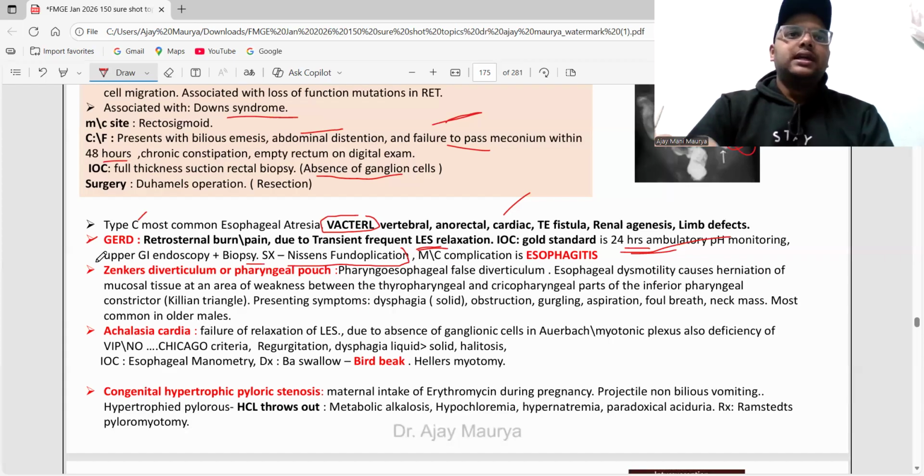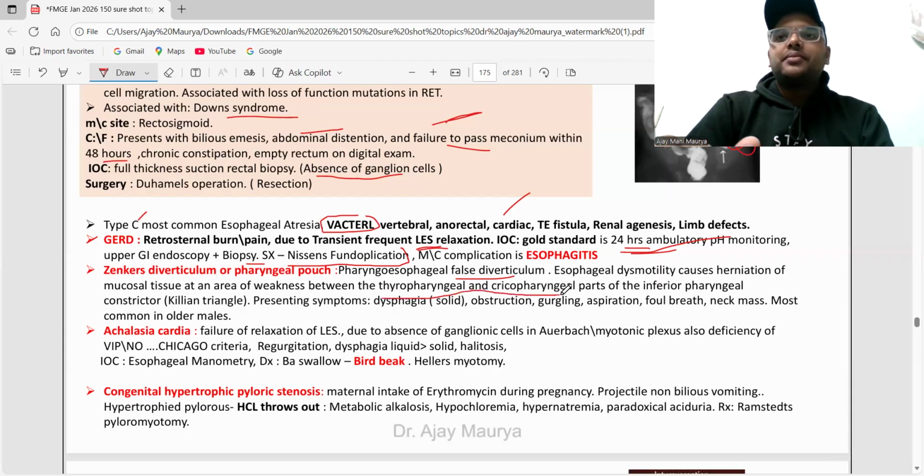Next one, Zenker's diverticulum or a pharyngeal pouch. It is a false diverticulum, which is true, unlike Meckel's diverticulum. Here, what happened? There is esophageal dysmotility that causes herniation of the mucosal tissue between what?